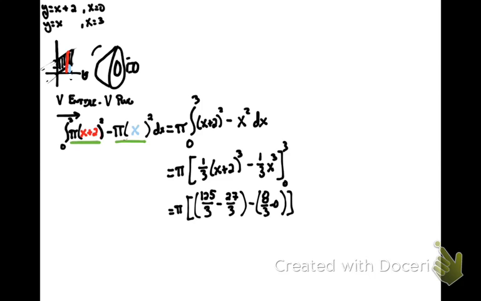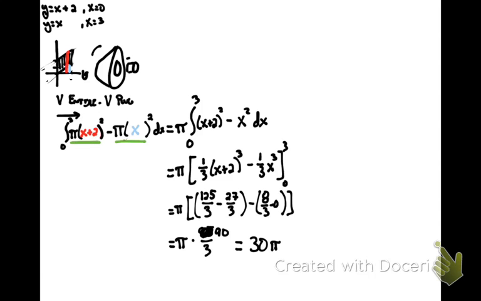And 125/3 minus 27/3 minus another 8/3 would be 95/3. No, that's not right. 90/3. Right, because 90 plus 35 would be 125. And that simplifies down to 30 pi would be the volume of our object.